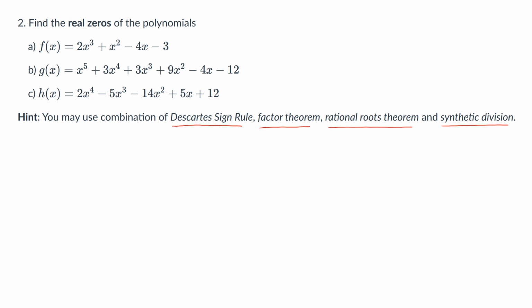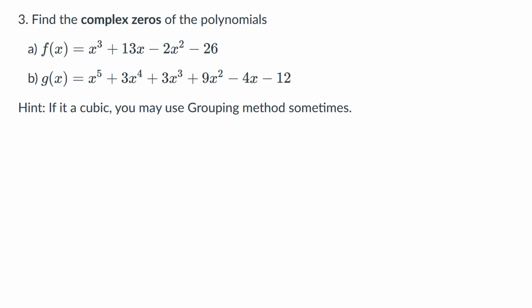Then we're going to go to finding complex zeros. We know that a polynomial can be factored into linear or irreducible quadratic factors in the real domain. In the complex domain, you can completely solve the polynomial, so you can completely find the zeros. Also, if you have a cubic like this, we normally try the grouping technique, because that's one of the methods for solving cubics. So we can talk about that.